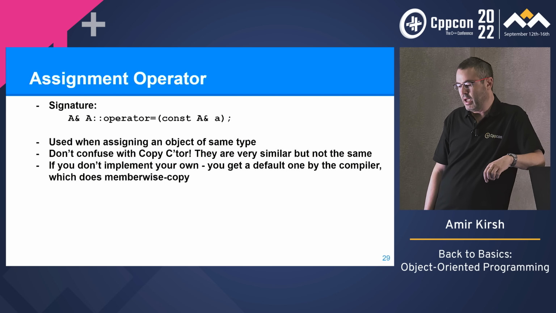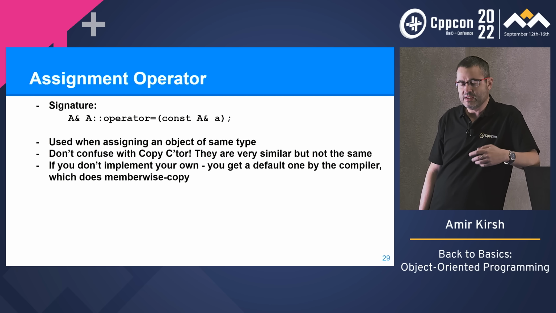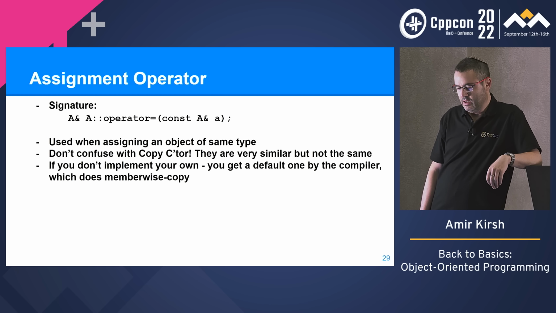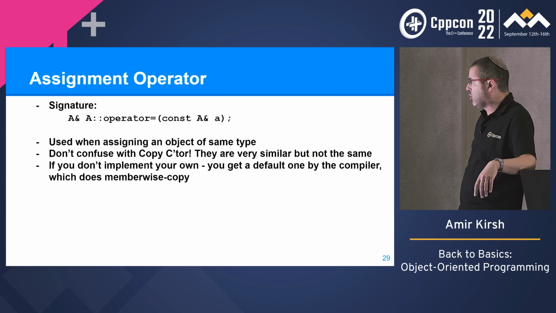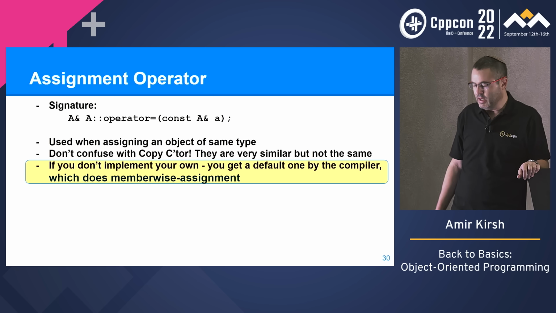What about the assignment operator? So this is the signature of the assignment operator. It is used when you assign an object of the same type to myself. Don't confuse it with the copy constructor. They are not the same. They are quite similar, but they are not the same. If you don't implement your own, you get the default. And again, the default does member-wise assignment.